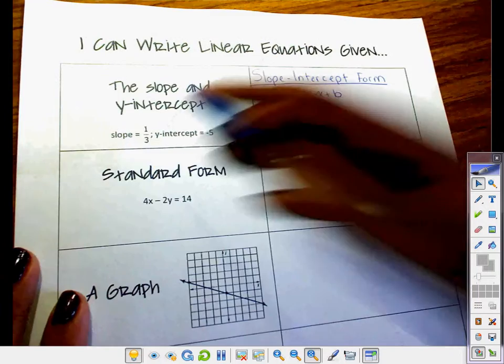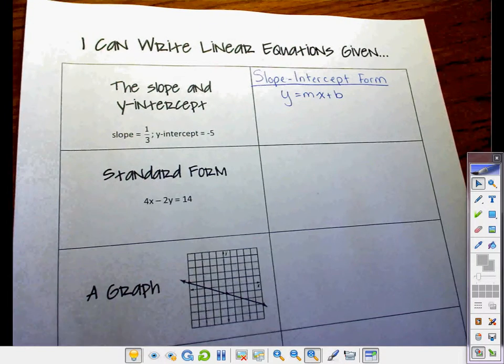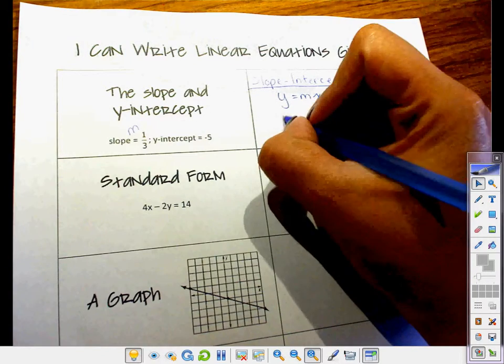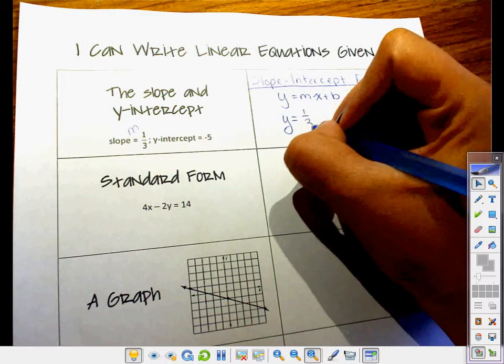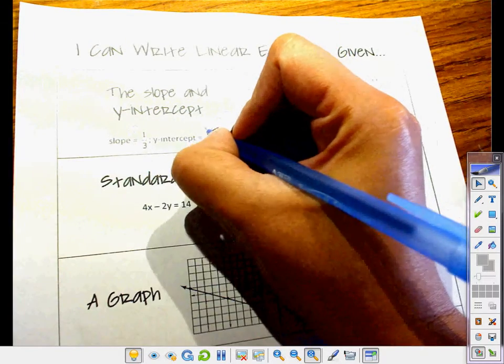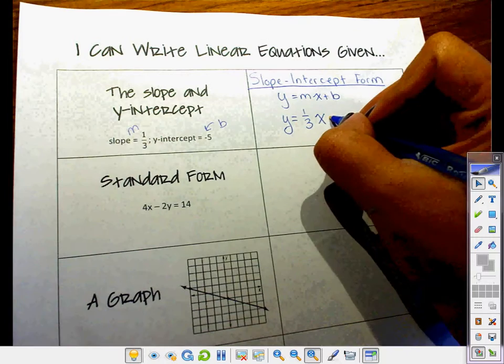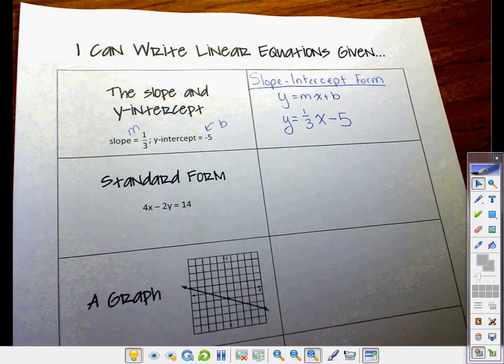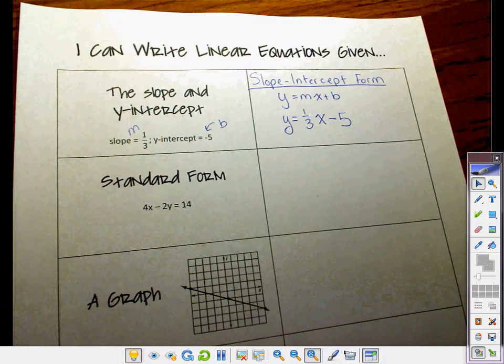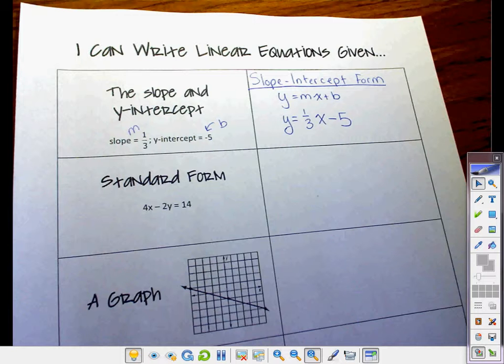So what is the slope? 1/3. So that would be my m. So it's going to be y equals 1/3 x, plus 5. No, minus 5. So this is the b. So it's going to be minus 5. Good job. So if I have plus and then a negative, it really just makes negative, because adding a negative is just subtracting. Okay? Questions about that one? No. You're pretty good.